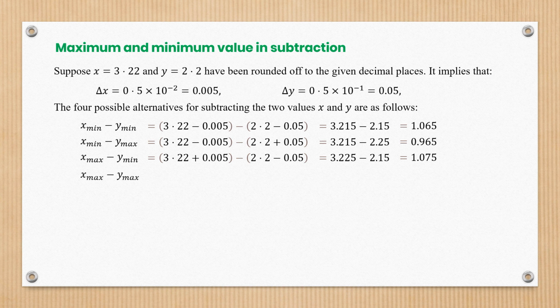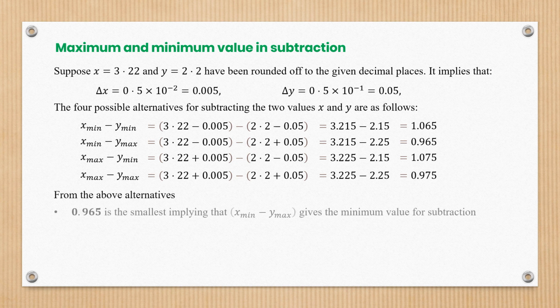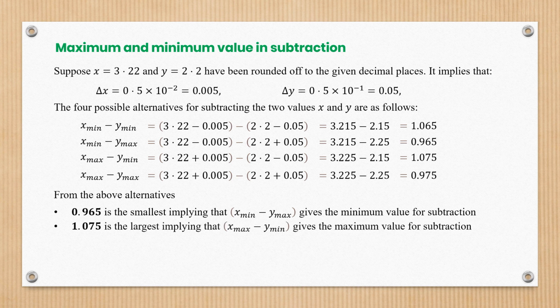And then let's look at the case where we have x max minus y max. This shall give me 3.225 minus 2.25, which shall give me 0.975. Now from the above alternatives, you can see that 0.965 is the smallest value, and this implies that x min minus y max gives the minimum value for subtraction, and then 1.075 is the largest, implying that x max minus y min gives the maximum value for subtraction.